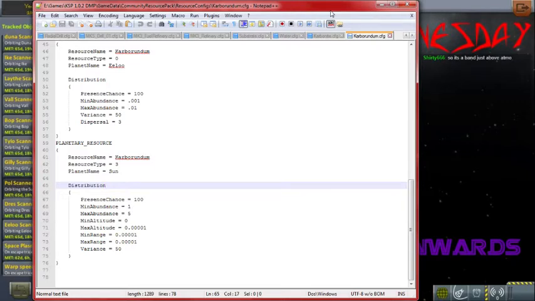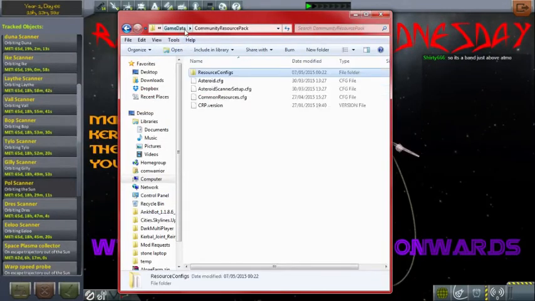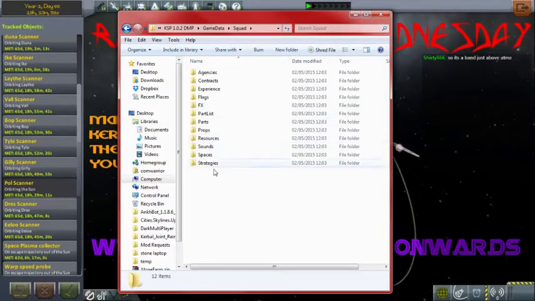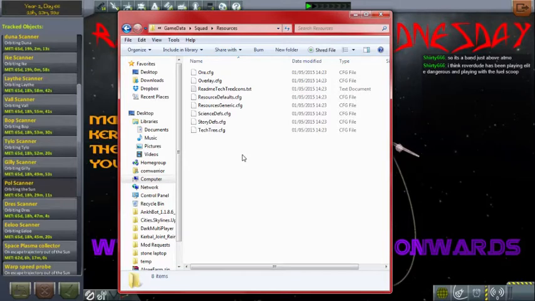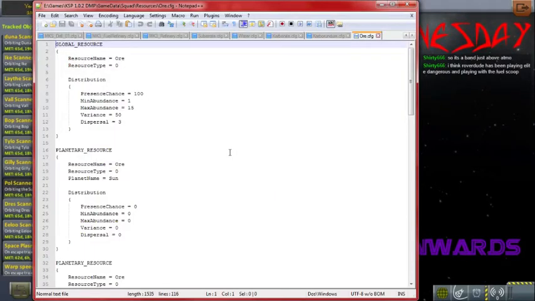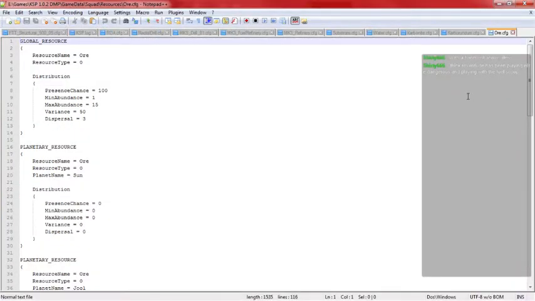So how does this equate to KSP? Well, let's take a look at Squad's own configs. Squad's own resource for minables is ore. Oops. And now no one can see the chat.